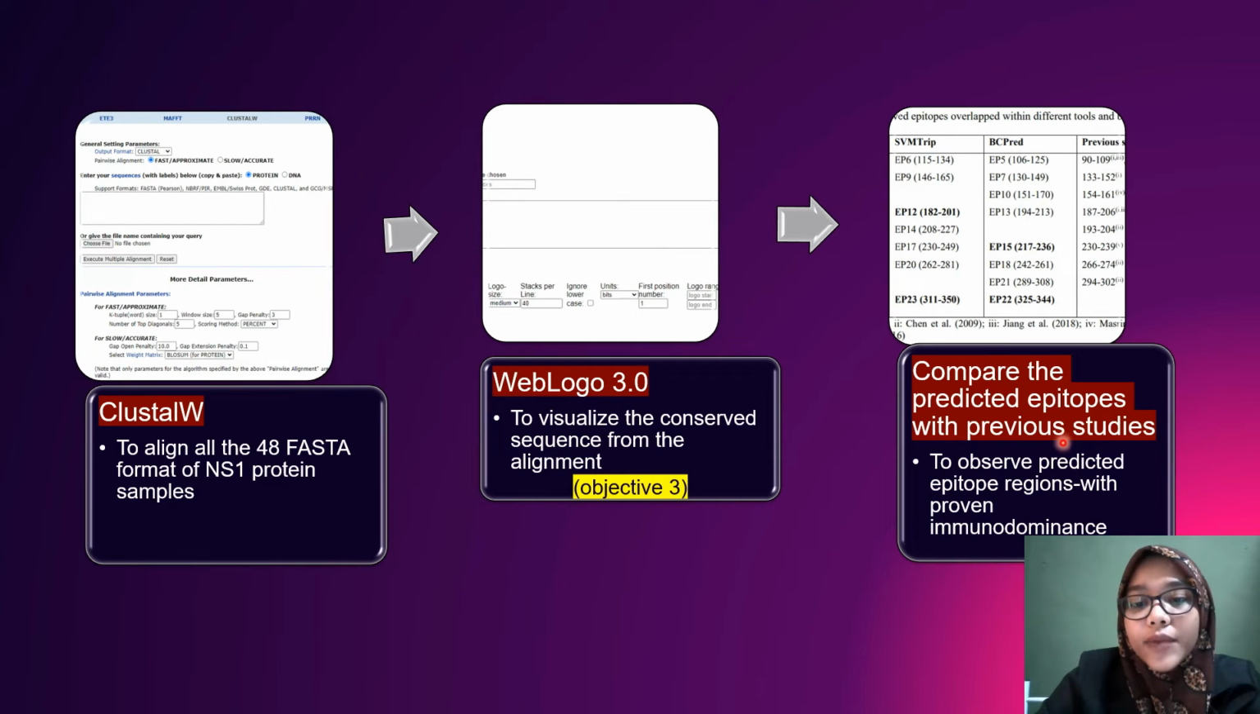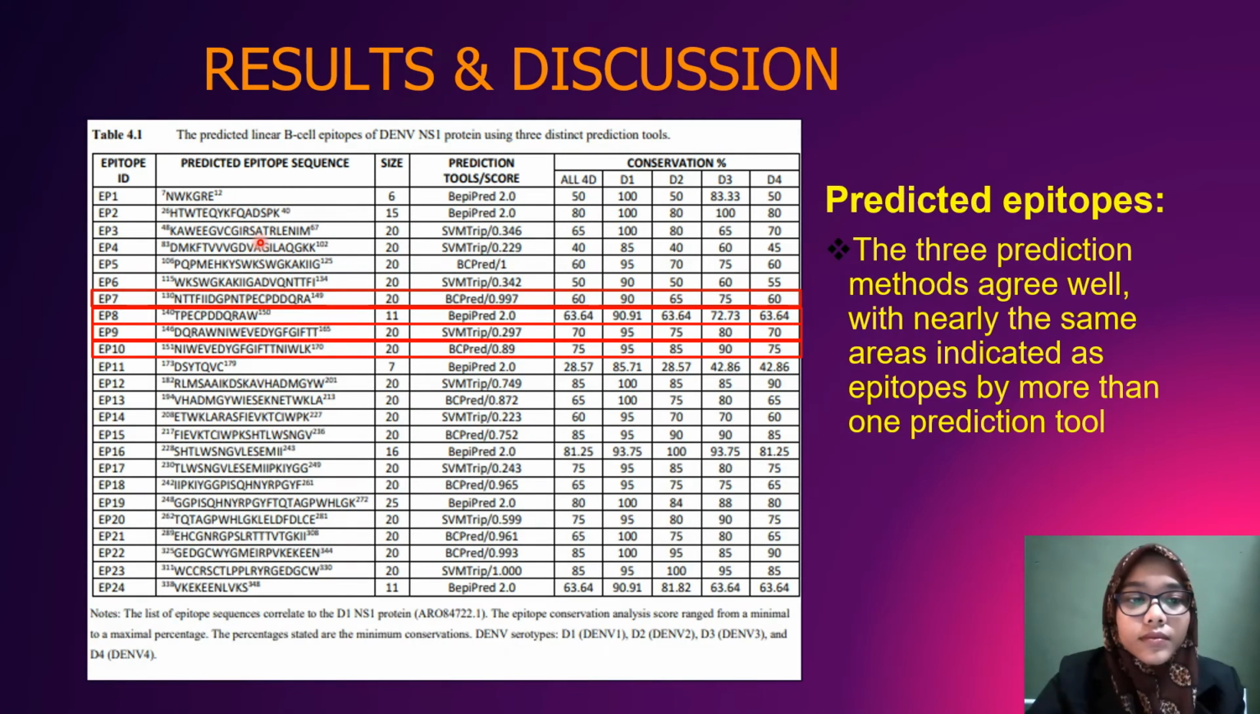Finally, I compared the predicted epitopes with previous studies to observe which predicted epitope regions overlap with epitopes with proven immunodominance. Based on the result, we can see that from the whole 352 amino acid sequence of NS1 protein, 24 epitope regions have been predicted by the 3 prediction tools. These epitopes have a size range from 6 to 25 amino acids.